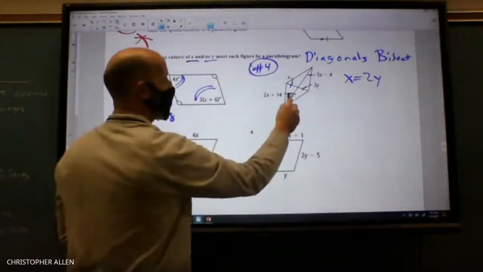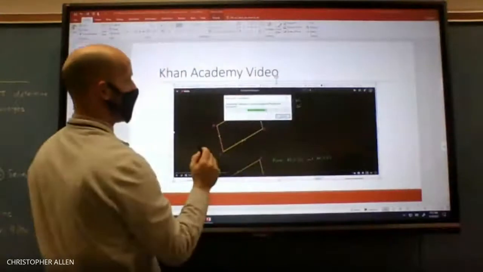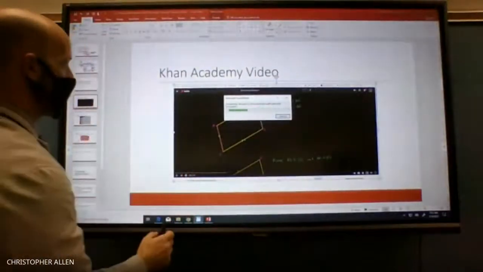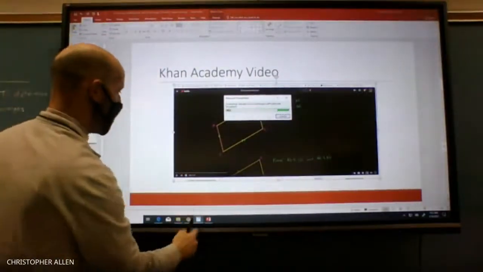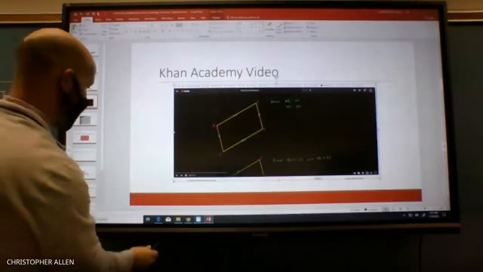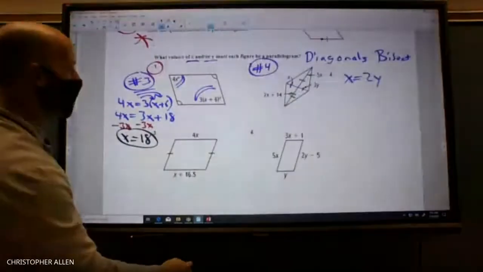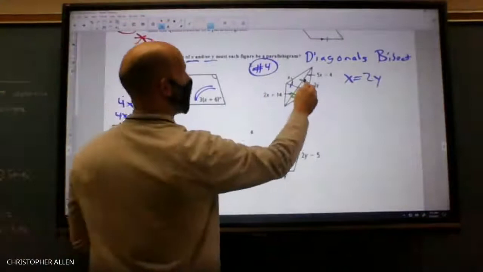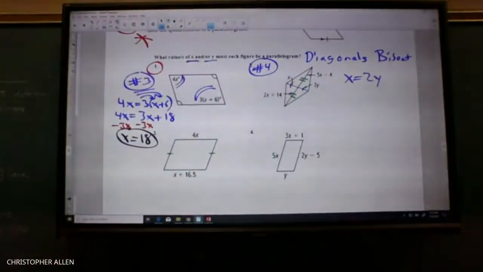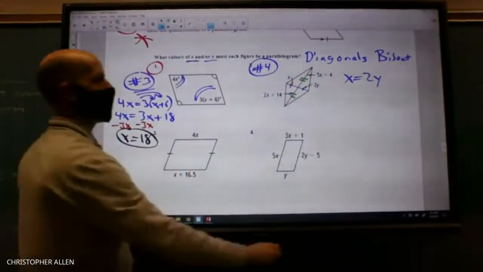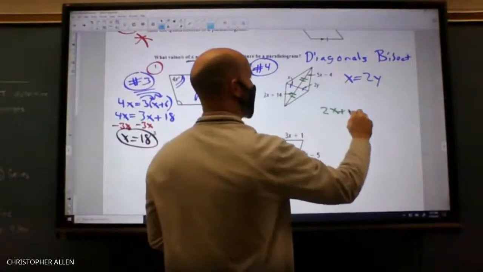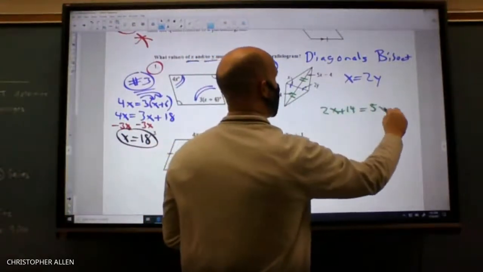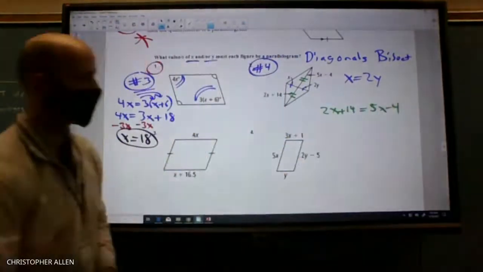Furthermore, this segment has to be equal. Sorry, guys. Something just happened there. All right, back. Okay. Then that segment has to be congruent to that segment. In other words, 2x plus 14 has to equal 5x minus 4.